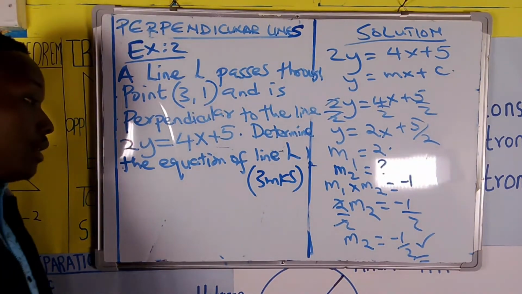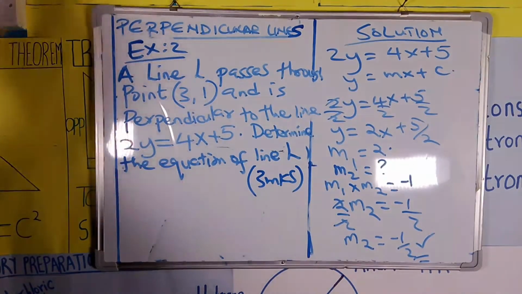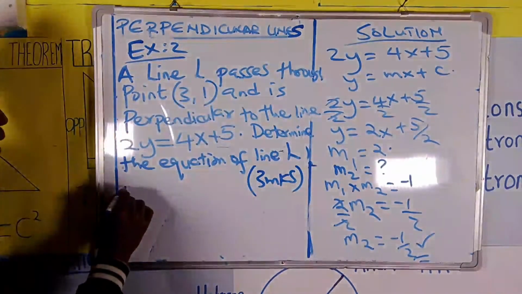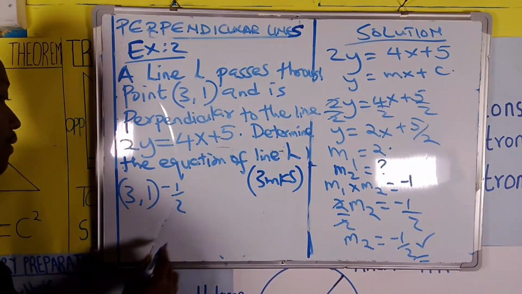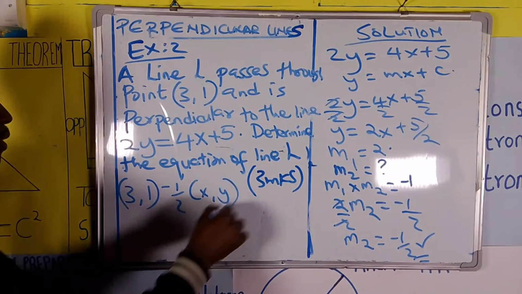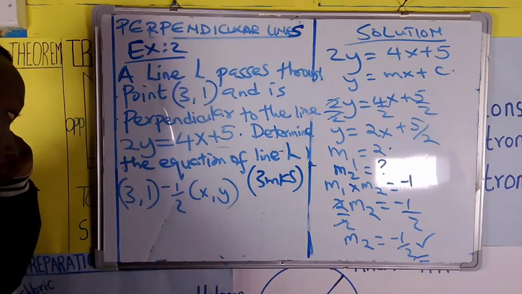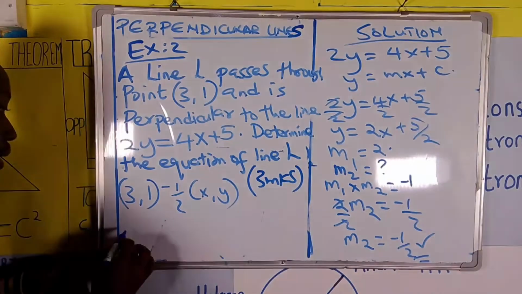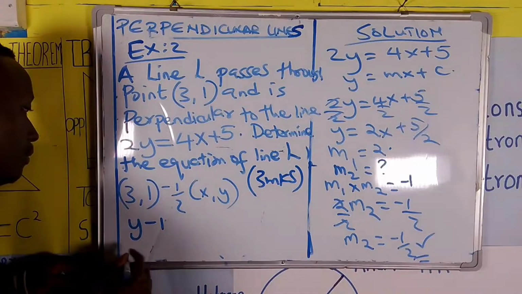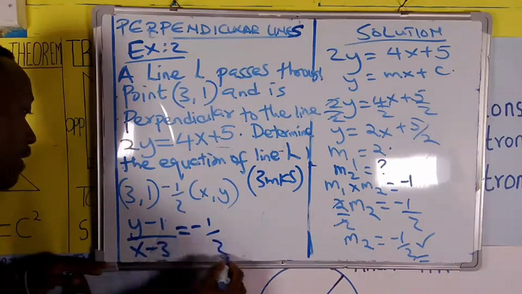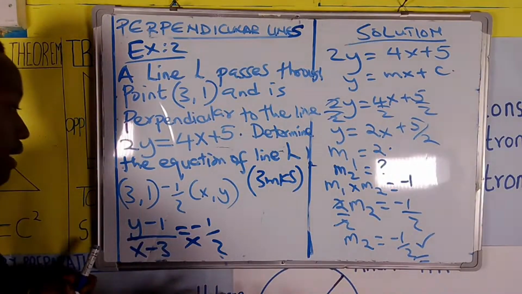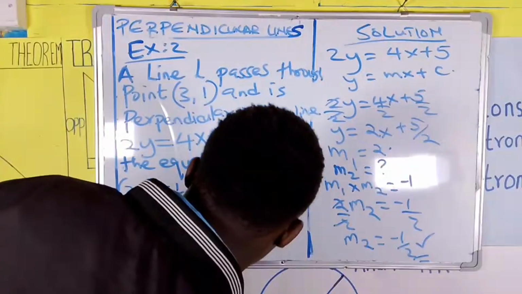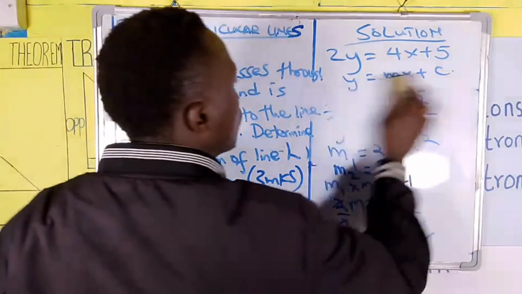So when we get our m2 as -1/2, we will now take the coordinates, which are 3 and 1, and we will now take our gradient -1/2, and their arbitrary points will be equivalent to x and y. So once we have that, we will take (y - 1)/(x - 3) is equal to -1/2, and we cross multiply.